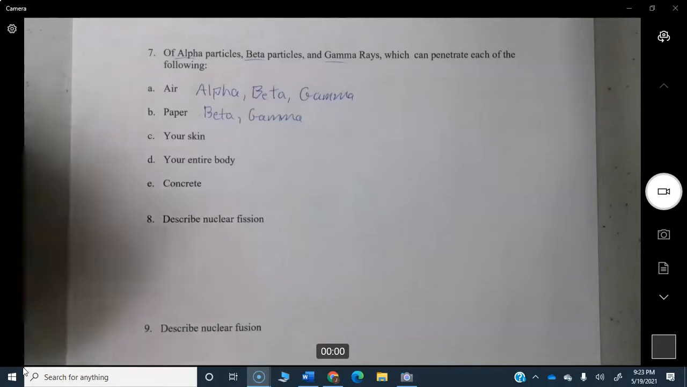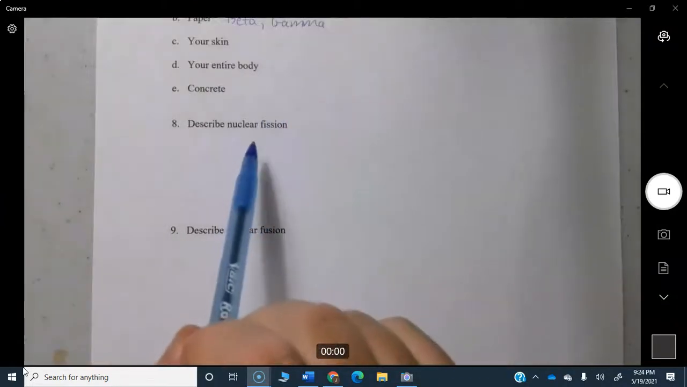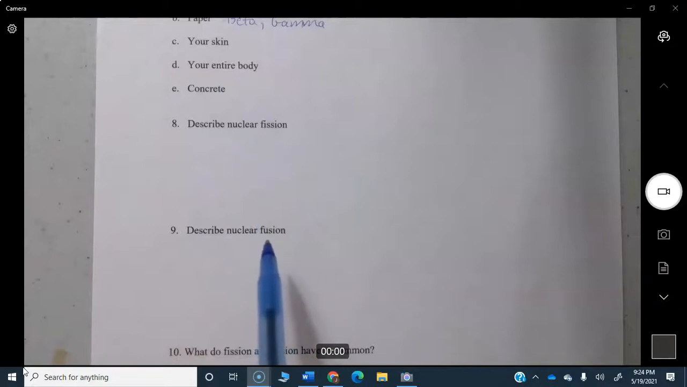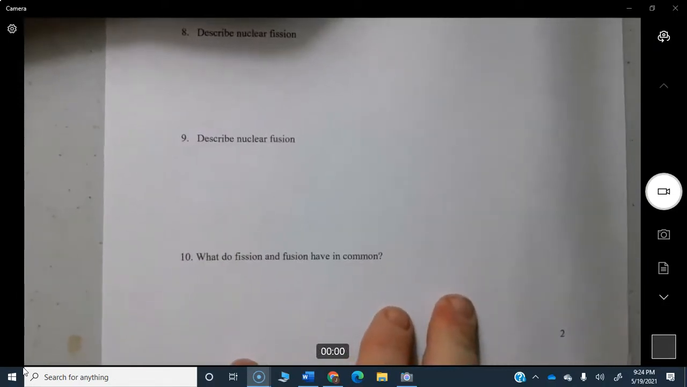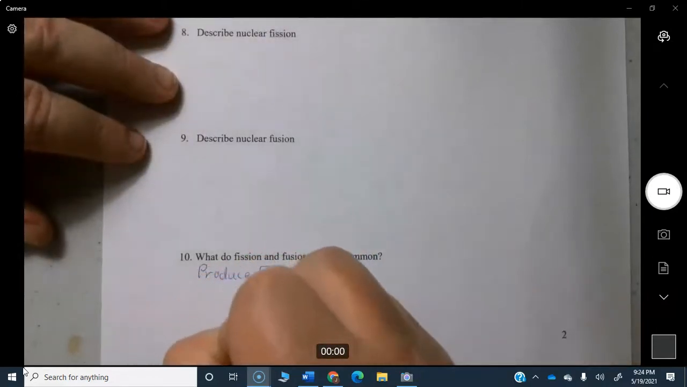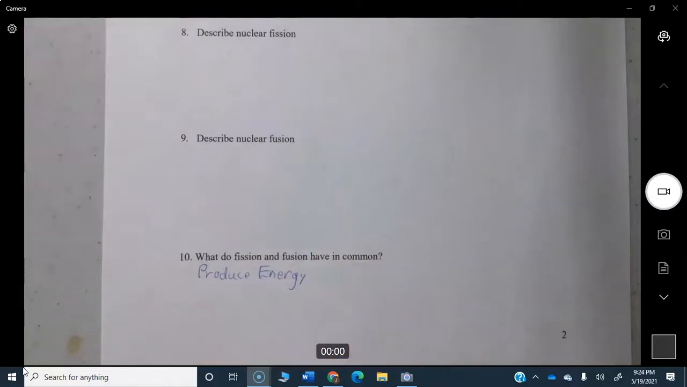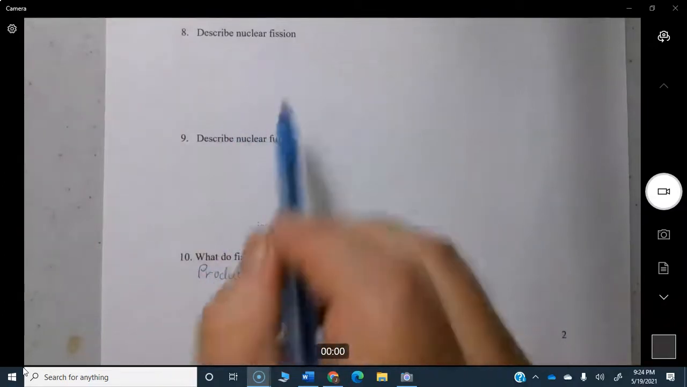Okay, all right. Finally, I want you to describe nuclear fission. It's described in the second to last slide, and nuclear fusion is described in the last slide. Just 2 or 3 sentences. And what do fission and fusion have in common? Well, I'll tell you one thing they have in common. They both produce energy. Okay, see if there's anything else they have in common. But go ahead and describe them in about 3 sentences or so for each of these.